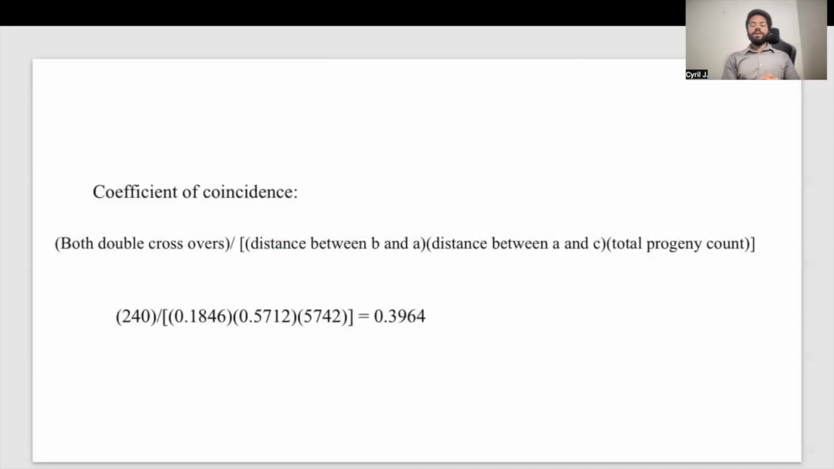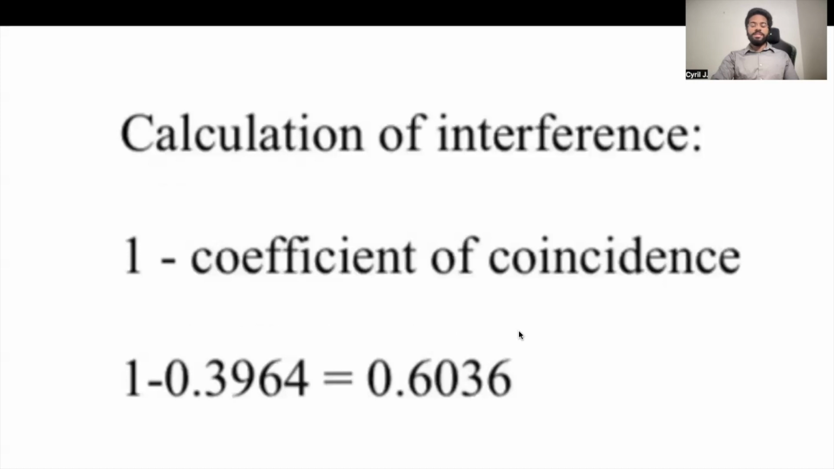Next, we want to calculate the coefficient of coincidence, which relates to the interference that may occur with chromosomal crossover arrangement during meiosis. Using this formula, we have the sum of both double crossovers, and then we divide that sum by the product of the distances between B and A and the distances between C and A, both of which are going to be in Morgans, along with the total progeny count. And when we do that, we get 0.3964.